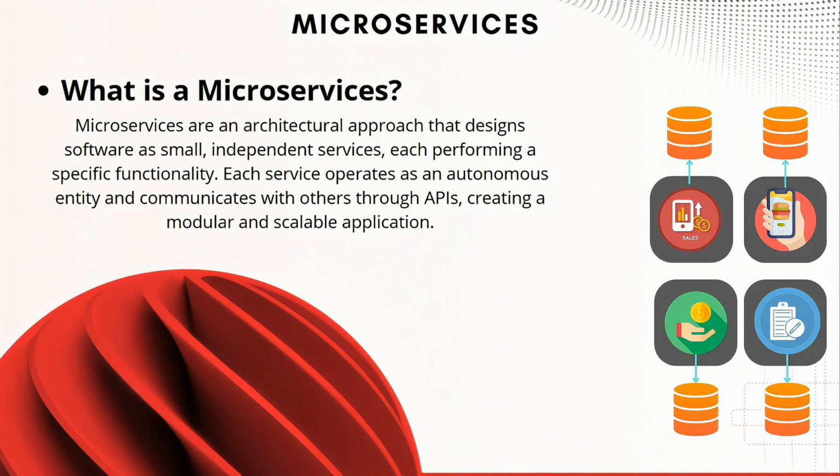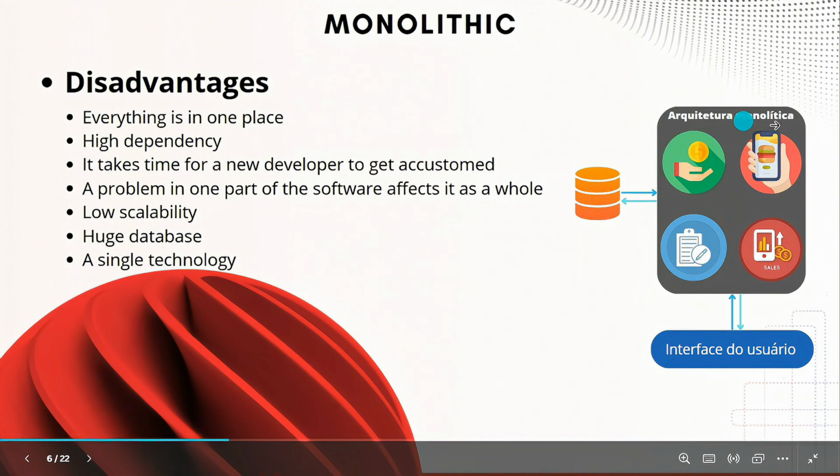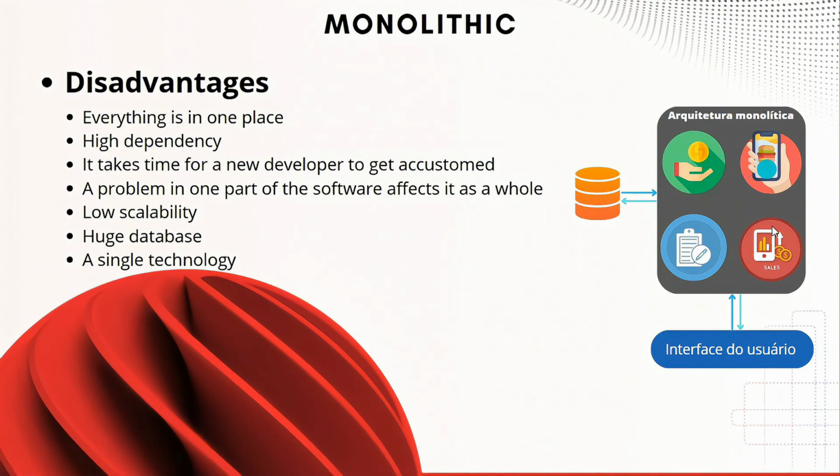Another approach is the microservice. What is a microservice? Microservices are an architectural approach that designs software as small, independent services which perform a specific functionality. Each service operates as an autonomous entity and communicates with other services through APIs, creating a modular and scalable application. Look here. In monolithic architecture, we have many functionalities in only one instance, only one database, and only one user interface.